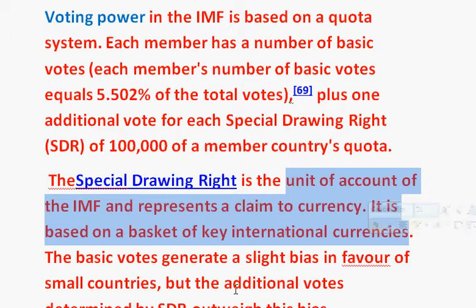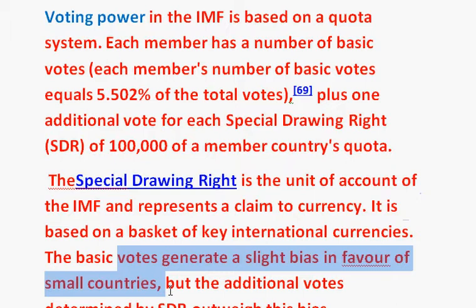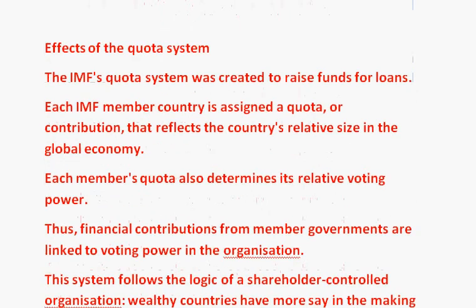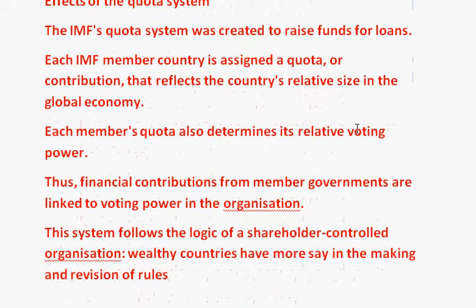Although we can see that if each country is given some basic number of votes, it will favor smaller countries, because they will have the same number of votes as bigger countries. But the special drawing rights make the difference, because the USA has much more special drawing rights, so it has more voting power, and it can overbalance all the decisions of the IMF. So we will see the effects of the quota system.